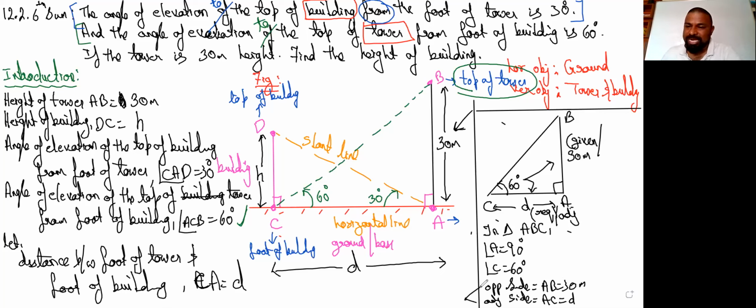Now, which are the two sides we are talking about? Opposite and adjacent. So, which is the trigonometric ratio connecting opposite and adjacent?